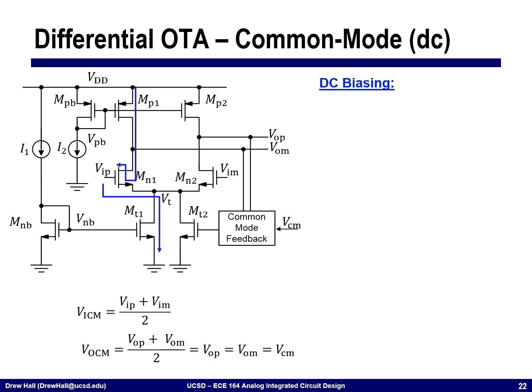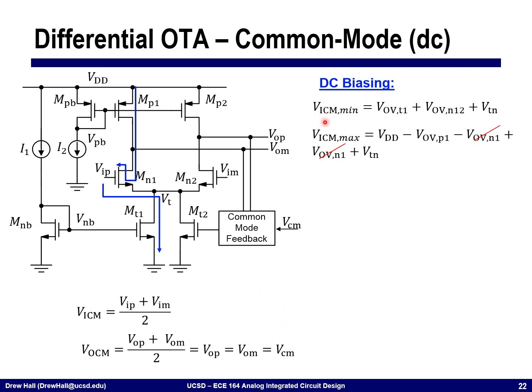All right, so now if we look at the input common mode range, we're going to do exactly the same thing as we did before, starting with DC, the minimum common mode voltage range, that is how low I can take these two inputs. It's limited by keeping MT1 in saturation and MN1 in saturation. And so I have VOVT1 plus VOVN1 plus VTN. On the maximum side, when I try to raise up these two inputs, I need to keep one VOV for this transistor.